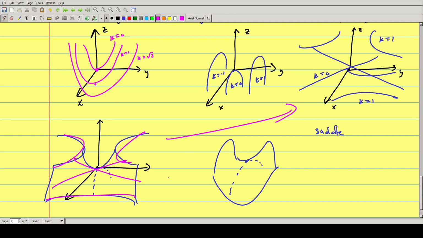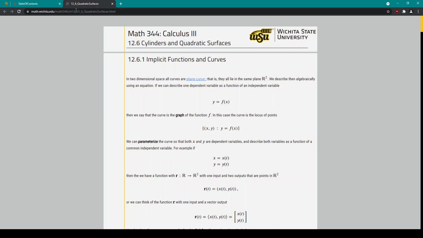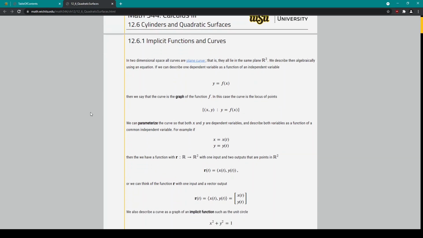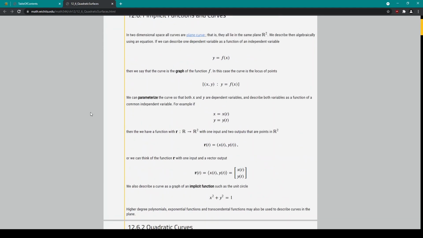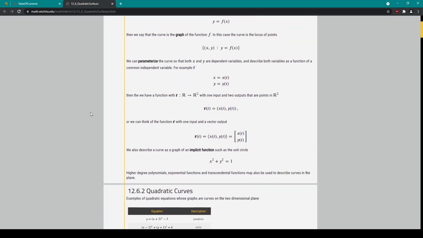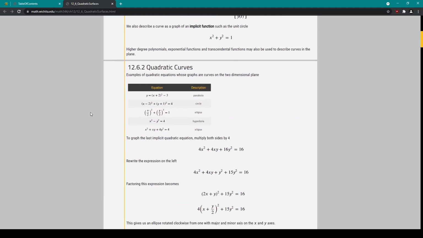Now, fortunately for us, there's a classification system that we can employ to guide us in this process. There are only so many types of quadratic surfaces that might be out there. So if we take a look at the online notes, there's a little bit of discussion of implicit functions, which is similar to what I had mentioned at the beginning, a different take on it.